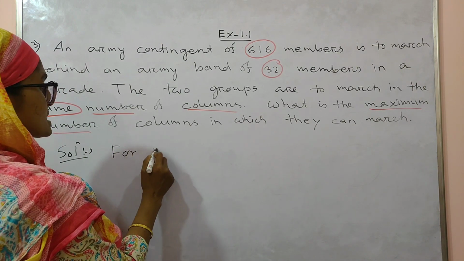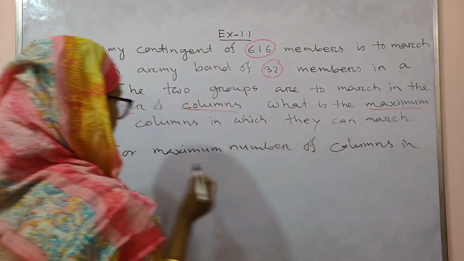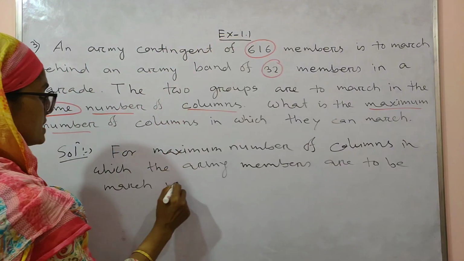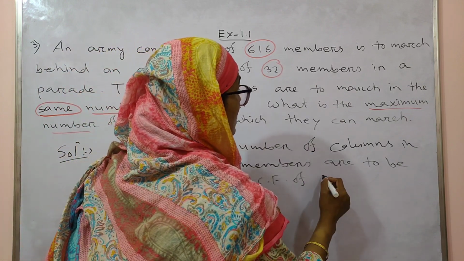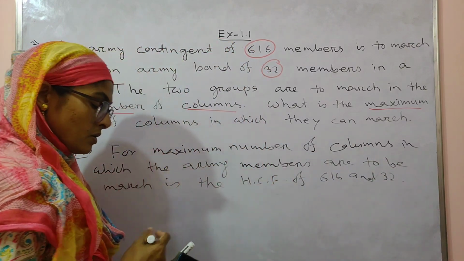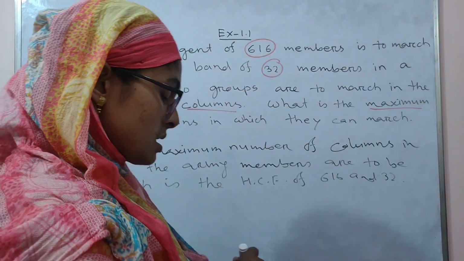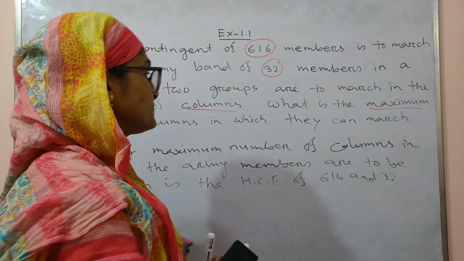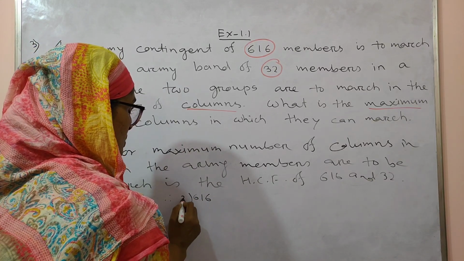For the maximum number of columns in which the army members are to march, it is the HCF of 616 and 32. You have to write these lines, or you can write another way also. That means you have to find the HCF of 616 and 32. Now, find the HCF of 616 and 32. You can use Euclid's division lemma. Therefore, divide 616 by 32.